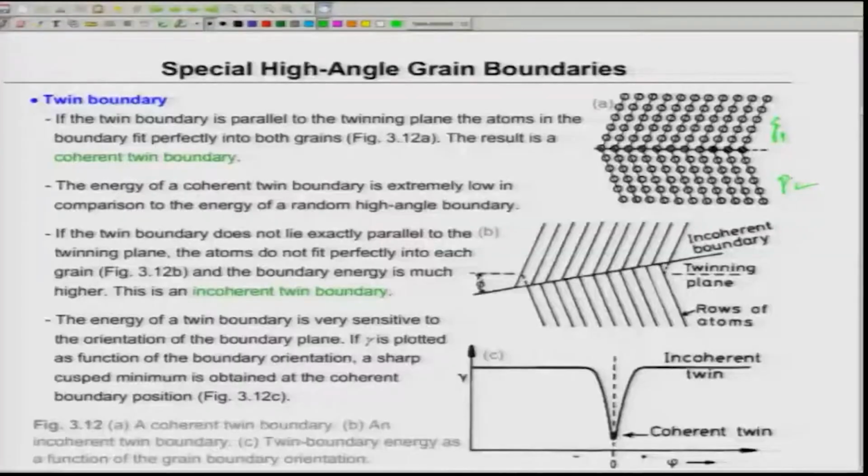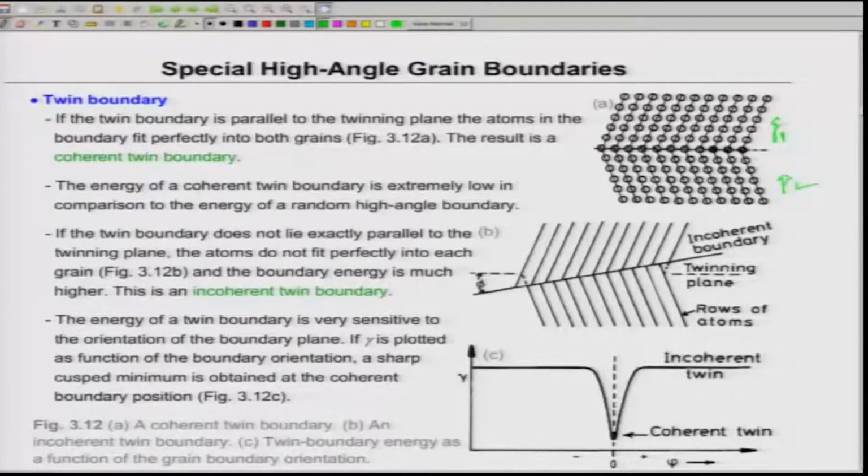But this is basically a situation when a twin boundary is exactly falling on the twin plane. It is a very odd situation. Normally it very rarely happens, but it does happen in some cases. So, if the twin boundary does not lie parallel to the twin plane, what will happen?